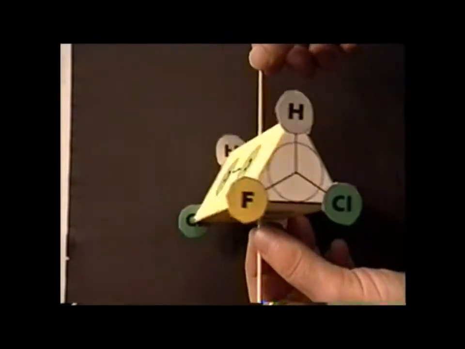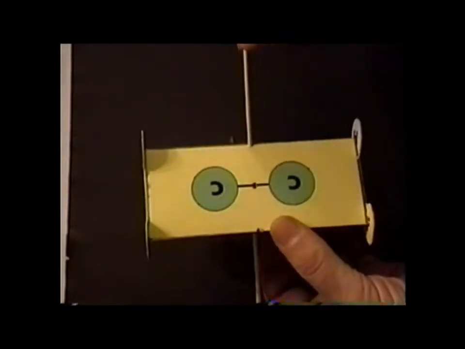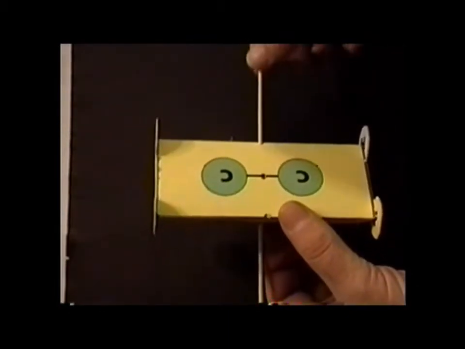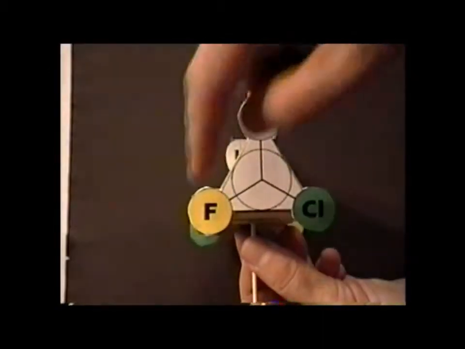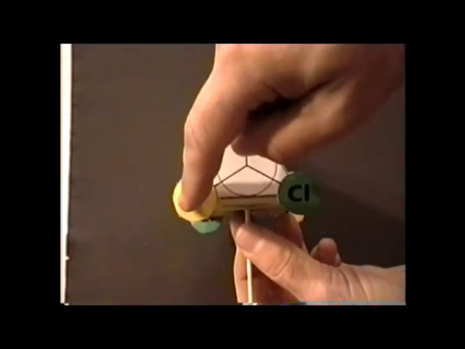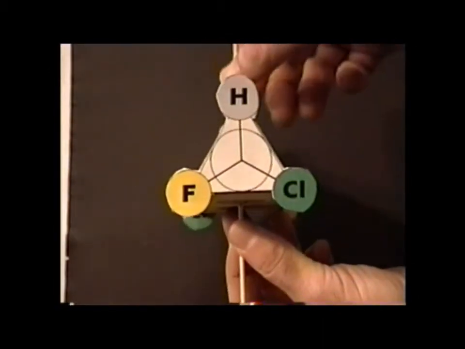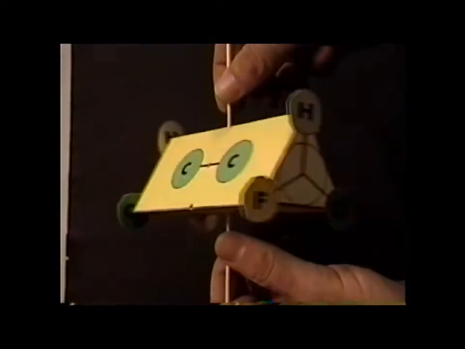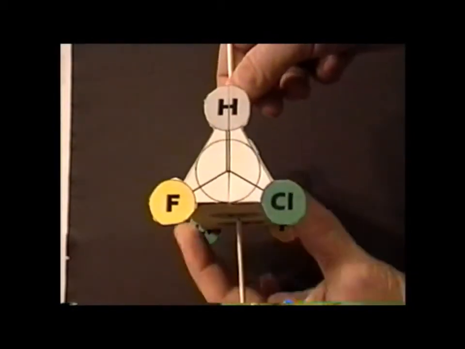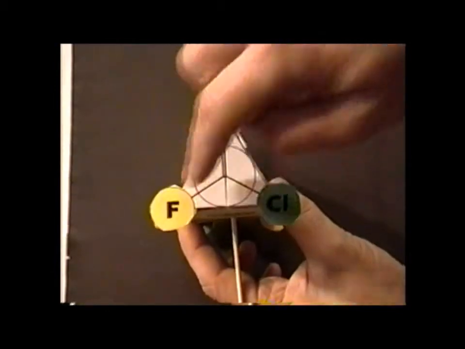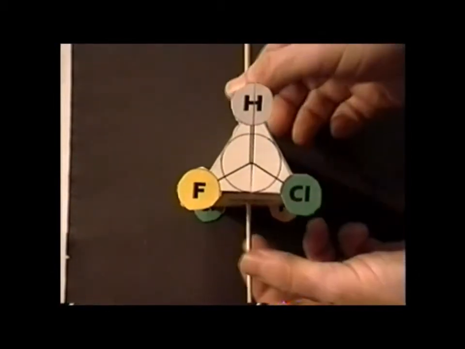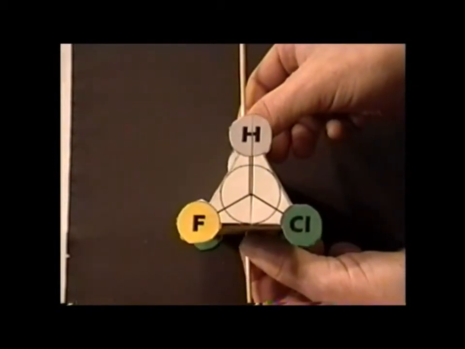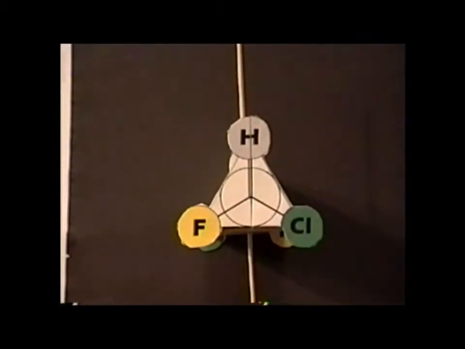We have a C2 axis, and we can model a C2 axis by putting a wooden skewer through our model. We notice that we start with fluorine on the left side, chlorine on the right. Now if I rotate it by 180 degrees, it brings me back: fluorine on the left side, chlorine on the right side. So this shows us that this particular molecule has a C2 rotational axis.